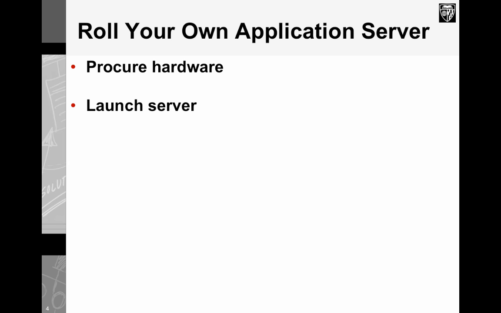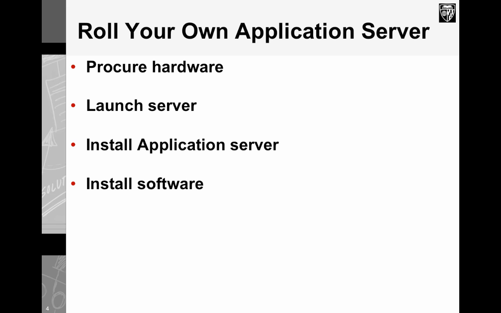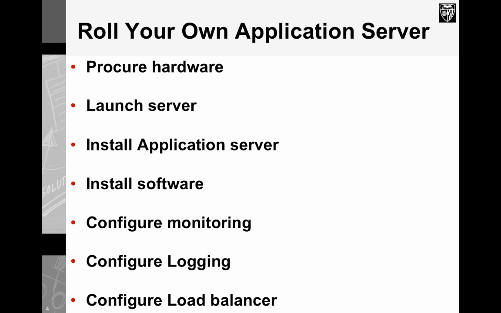If you have to roll your own application server, then you have to procure the hardware. But if you're in the cloud environment and the hardware is available, then of course you have to launch the server. Then you have to install the application server. You have to install the software. You have to configure monitoring. You have to configure logging. You have to configure the load balancers. And then you deploy the application.